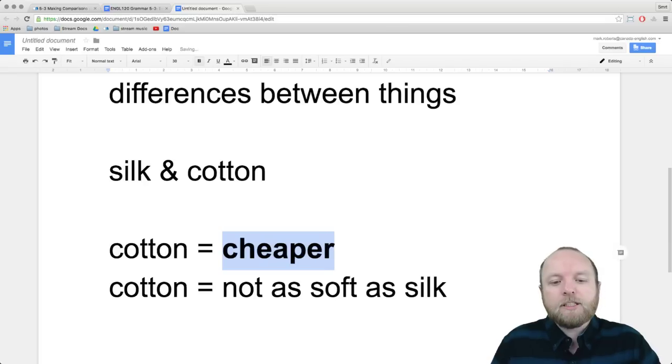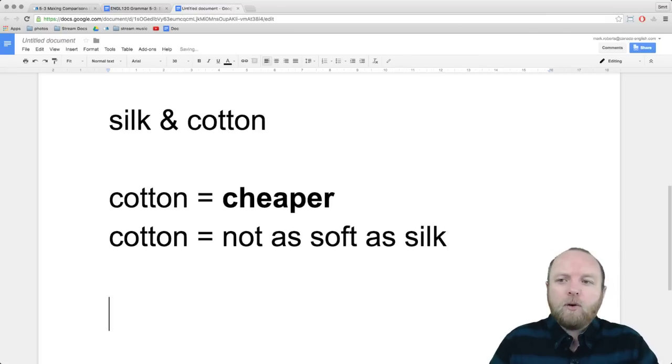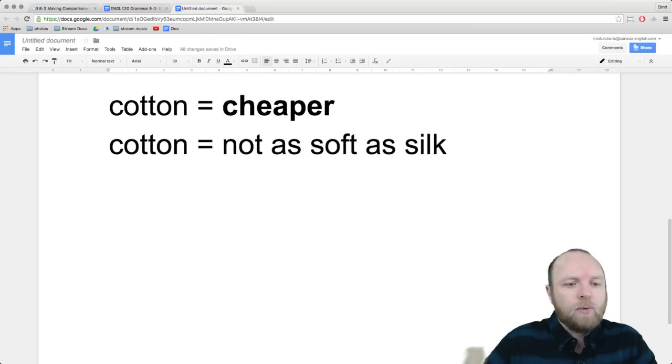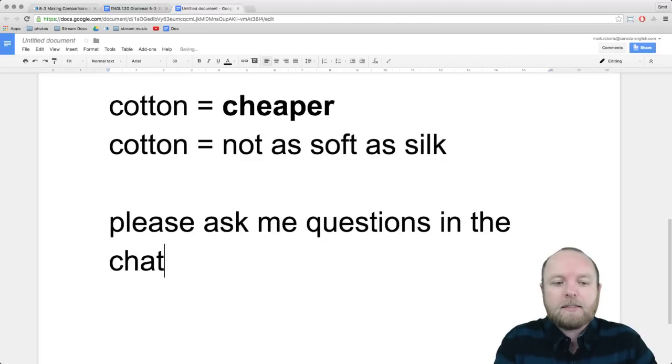Okay, so today we're going to study how to use these words, cheaper or happier or bigger or more something, right? More beautiful, more interesting, more wonderful, okay? And then we're also going to study using this grammar, as something as, okay? As something as. Now, before we get started, please ask me questions in the chat.